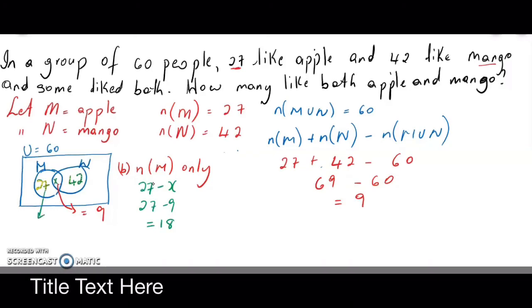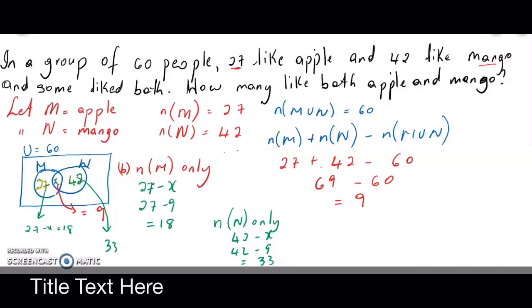So here, 27 minus x is equal to 18. So it is telling me that the persons who like apples only, 18, apple and mango, 9. So now we're going to look at the persons who like mango only. So here we're going to have the number of elements for N only. And for N we have 42 minus x, which is 42 minus 9, and that is equal to 33. So for mangoes only, we have 33.